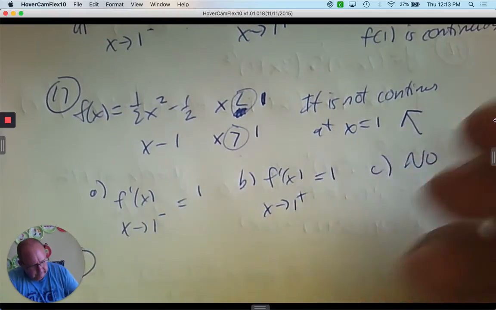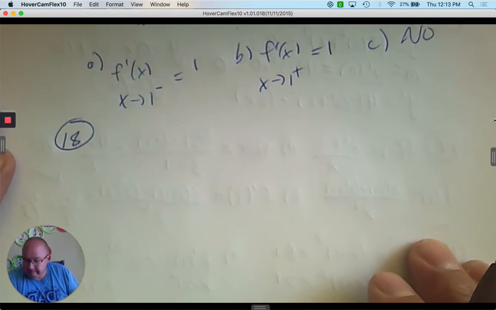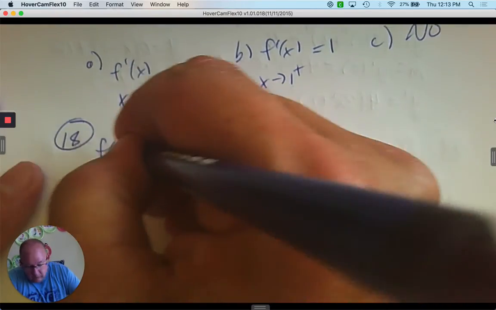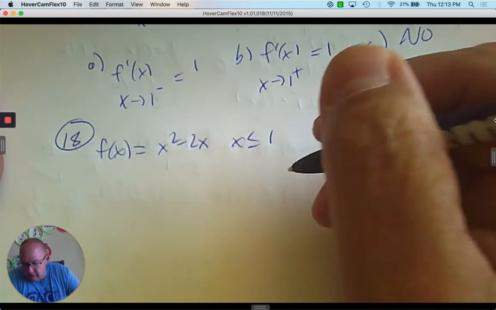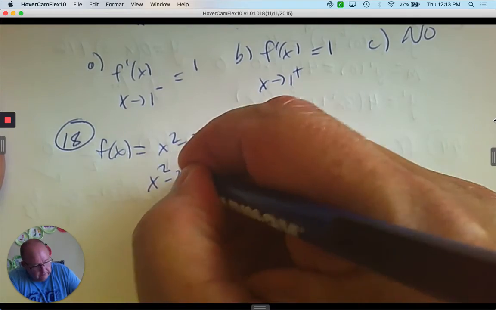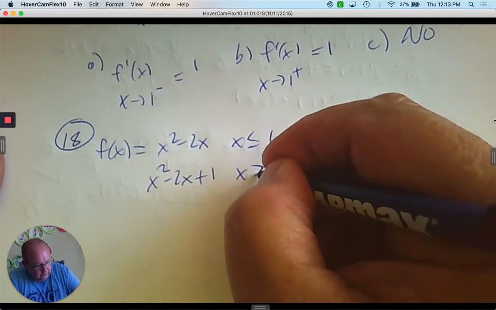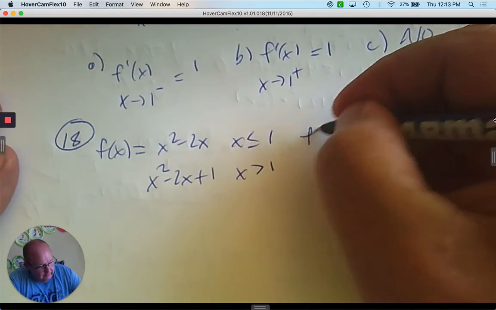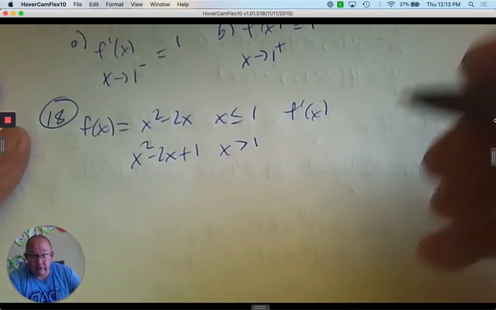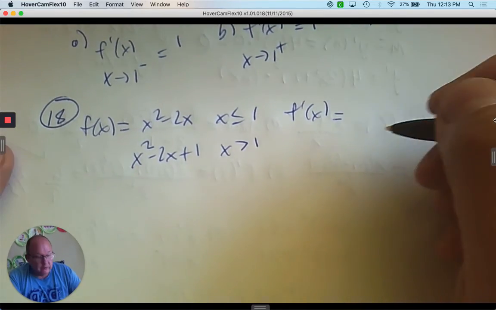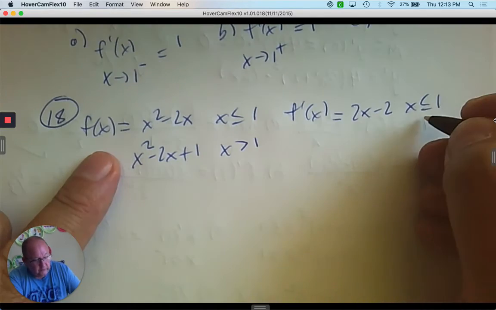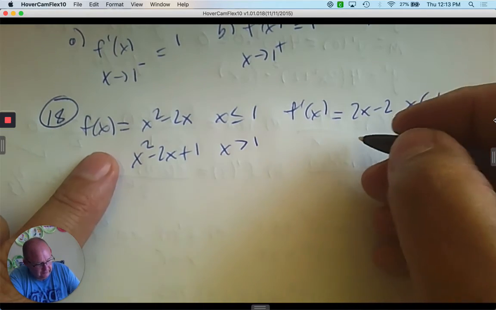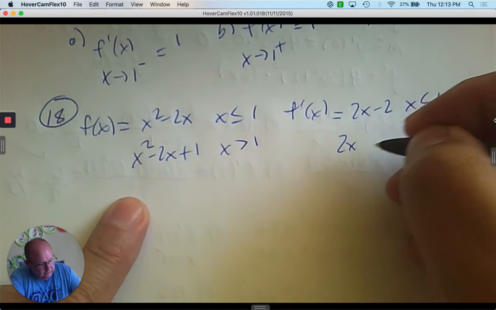18. F at x equals x squared subtract 2x. That's when x is less than or equal to 1. We have x squared minus 2x plus 1 when x is greater than 1. So step 1, I'm going to take the derivative of both pieces, the top piece and the bottom piece. So the top piece would be 2x subtract 2. Notice we do have one that's equal to, so that's good to see. The bottom piece would be 2x minus 2.